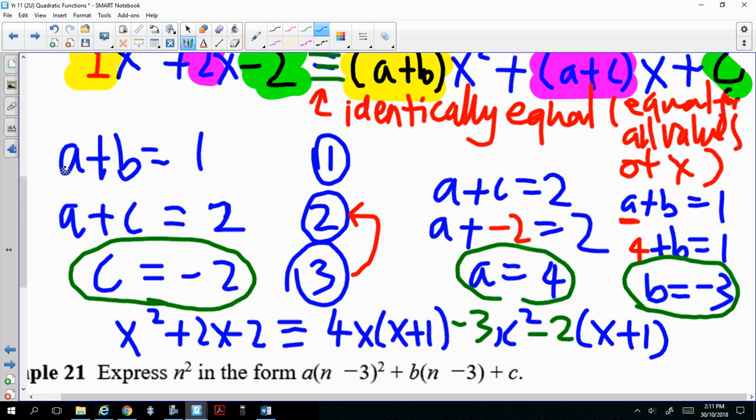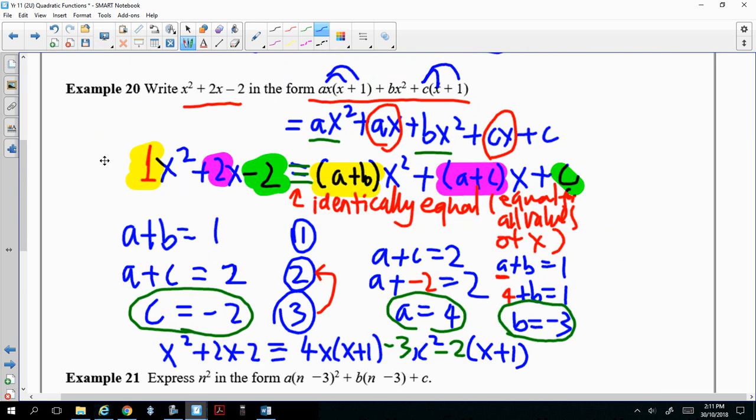Very easy. Try the next one. The next one is exactly the same. So I match the x squared coefficient with the x squared coefficient, the x coefficient with the x, and the constant term with the constant term. All right, all makes sense? Can you try the next one?